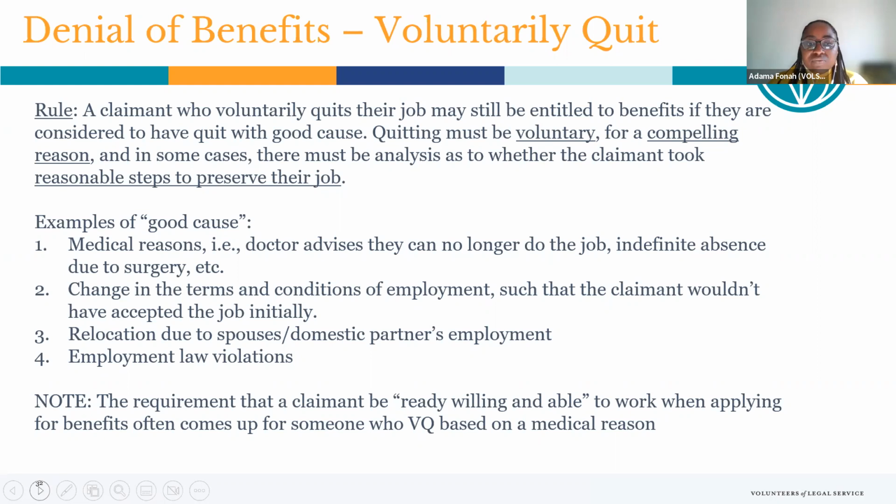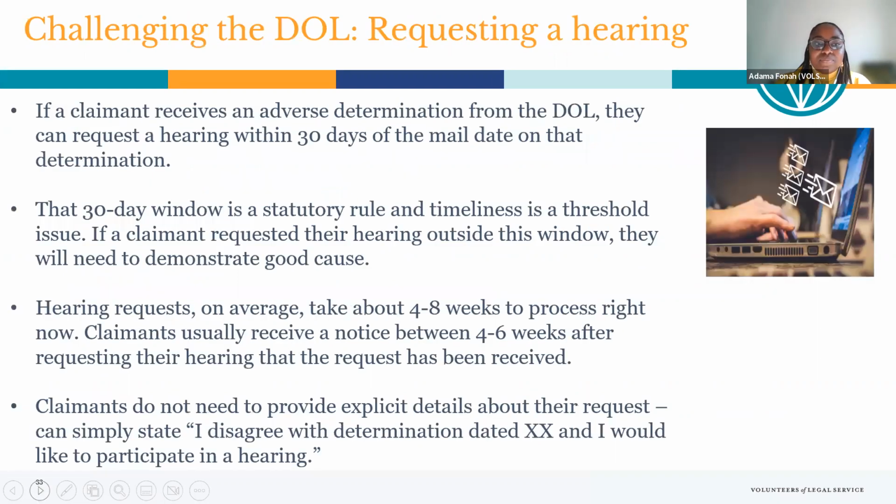And a note, the requirement that a claimant can be ready, willing, and able to work when applying for benefits often comes up for someone who, yeah, exactly. So I kind of mentioned that a bit earlier about the medical reasons. So they also need to just make sure that even if they can't do that work that they used to do, if they can prove that they're still able to do other work, they can make that determination and likely overcome that. Next slide.